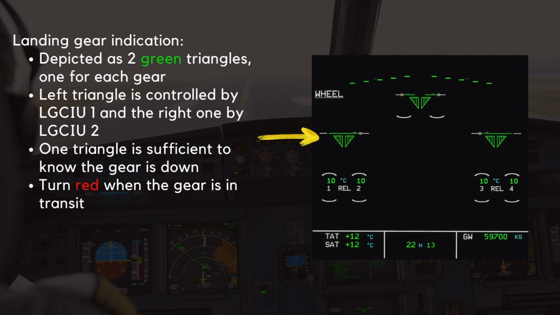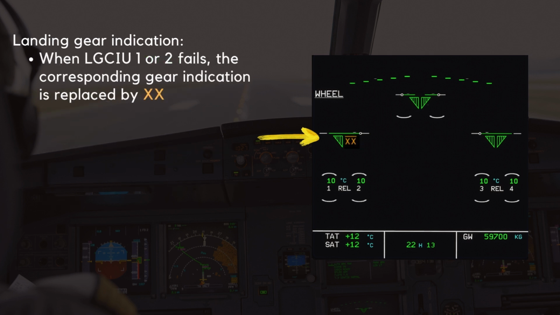The landing gear indication is depicted as two green triangles, one for each gear. The left triangle is controlled by LGCIU1, and the right one is controlled by LGCIU2. One triangle on its own is sufficient to know that the gear is down. The indication turns red when the gear is in transit. When either LGCIU1 or 2 fails, the corresponding gear indication is replaced by two amber crosses.